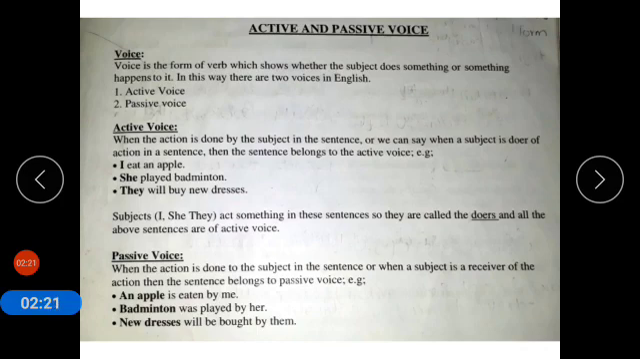So what do we learn about active and passive voice? When the subject is important, the sentence will be active voice. And when the action is important, the sentence will be passive voice. Or you can say in active voice, the subject is the active participant, and in passive voice, the action is important.